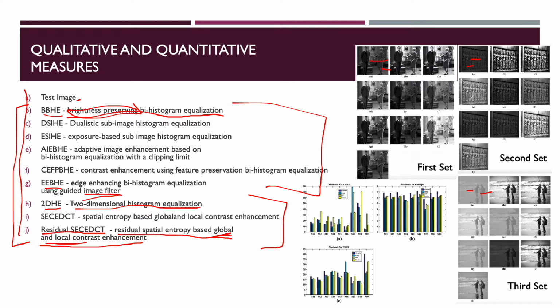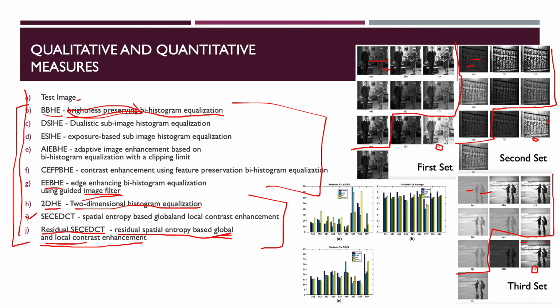So moving on to the actual results that were obtained by applying different contrast enhancing algorithms on the test images as shown. Let's first classify them based on the method. The first method, A to G, corresponds to the bihistogram method, and H to J corresponds to the 2D based method. From all of these pictures, we can see that the ith class of images have the highest contrast, and this corresponds to the residual SECEDCT method. We can also observe that some artifacts are present near the edges of the pictures.